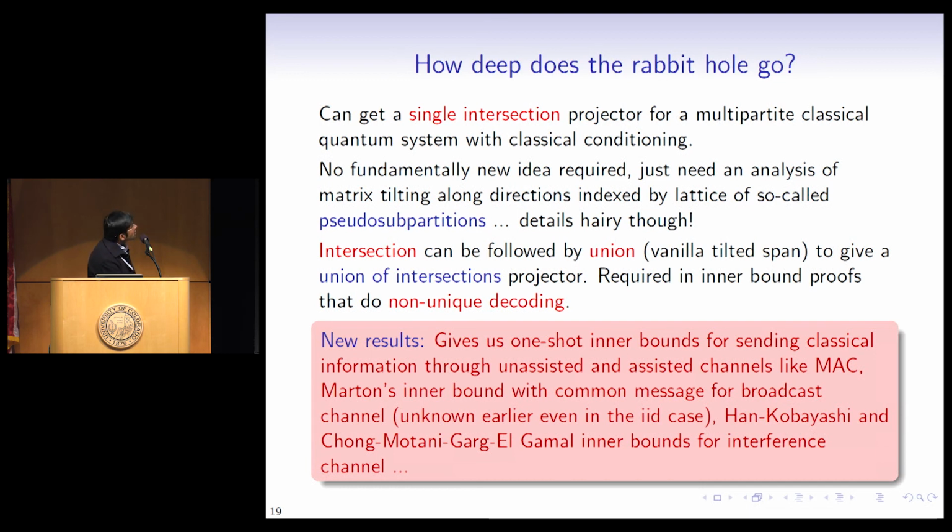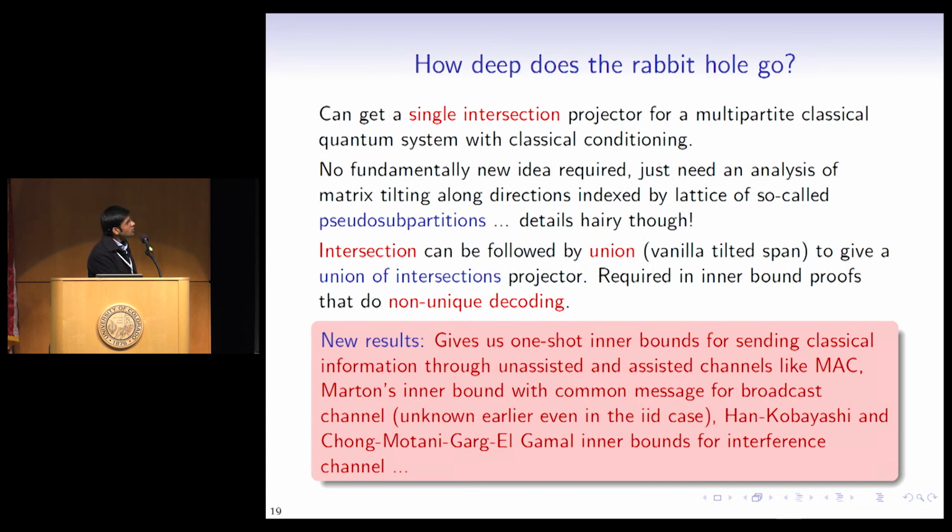Another application of it can be, in multi-terminal coding, intersection is followed by union, which is termed as union of intersection. So we know how to do intersection, we know how to do union via the vanilla tilted span theorem. Okay, so this is required in inner bound proofs of non-unique decoding.